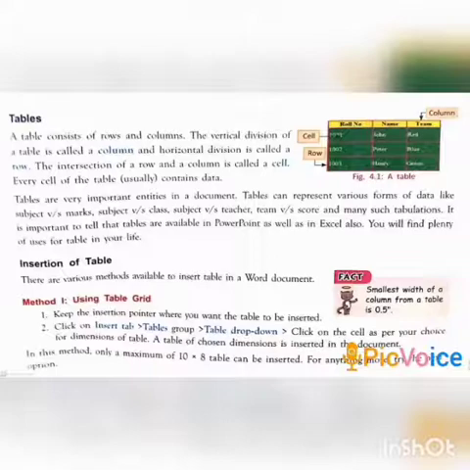Method 1, using the table grid. Listen carefully, all of you. First step, keep the insertion pointer where you want the table to be inserted. Then click on the Insert tab, then the Tables group, then the Table drop down. Click on the cell as per your choice for the dimensions of the table. A table of the chosen dimensions is inserted in the document.